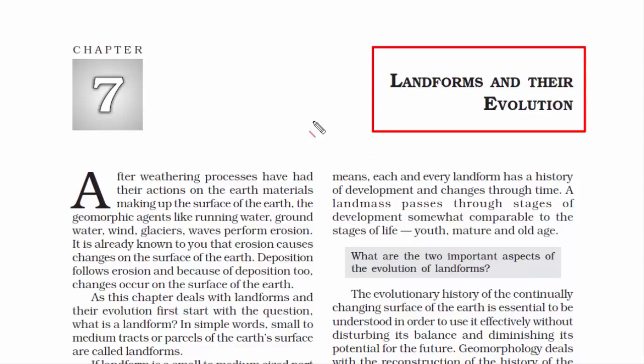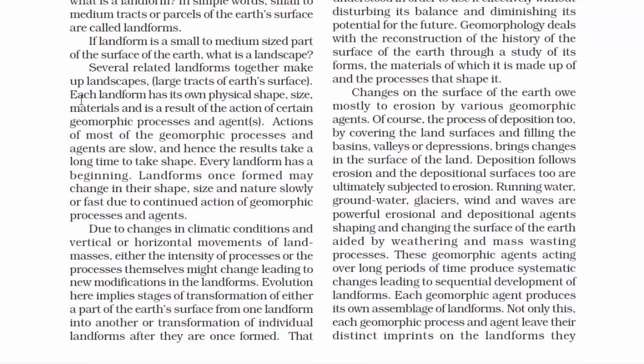So the Earth's surface is an uneven terrain. Somewhere you'll find plain land, then somewhere you'll find upland, like a mountain or a plateau. Then there are places where you'll find deep trenches or depression. So each landform, or we can also call it a terrain, has its own physical shape, size and materials.